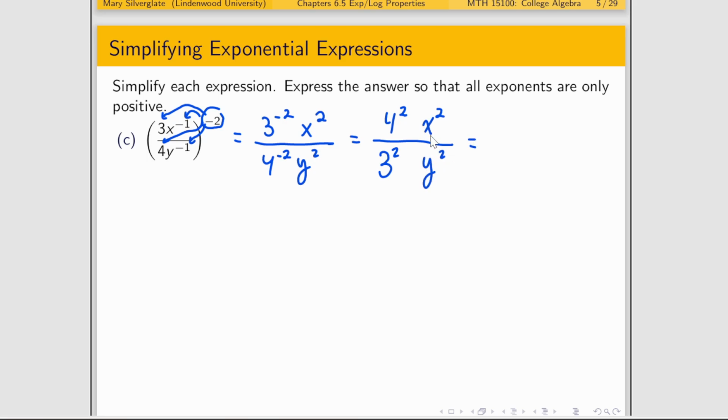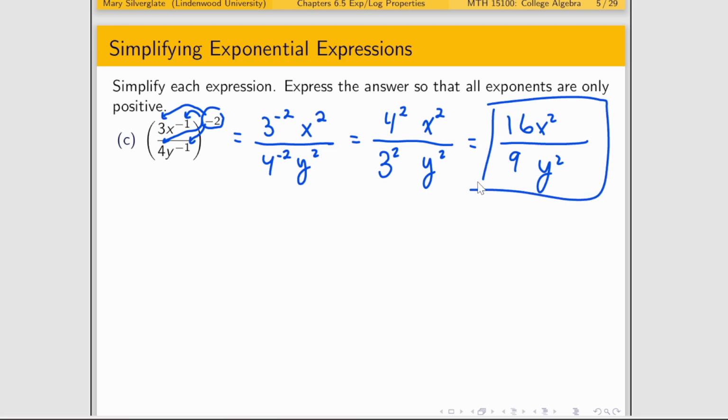The x squared and the y squared are simplified as much as they can because I don't know what x and y are. However, 4 squared and 3 squared are small enough numbers that you would be expected to go ahead and just write what that is. If it was something like 2,227 to the second power, probably don't need to write what that is. Here you do. So 4 squared is going to be 16. X squared stays as is. 3 squared is 9 because that means 3 times 3. Y squared stays as is. And that's your final answer.